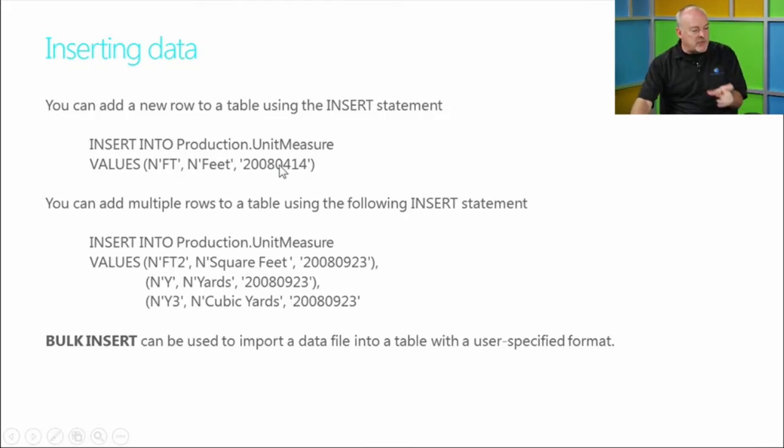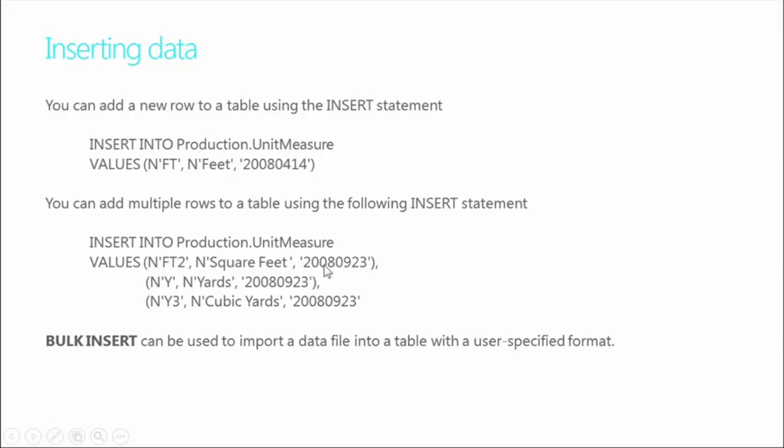Now, what this is going to do, and again, I'll go back out and execute this, is add a row into the unit measure. If I want to add 3 rows, I could do something similar: insert into production.unitMeasure. Here's the first one. Oh, I changed it in the script. And here's another one, I'm adding square feet. I'm going to add yards, and I'm going to add cubic yards. My script is slightly different, so when I go out and show you that, it's going to be slightly different. I changed it because I wanted to show you something.